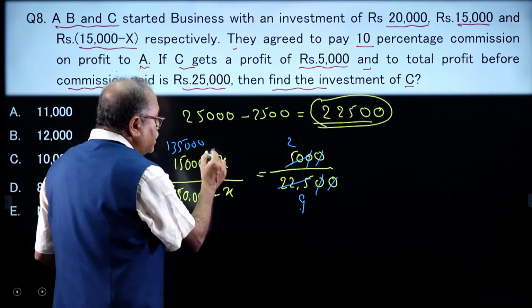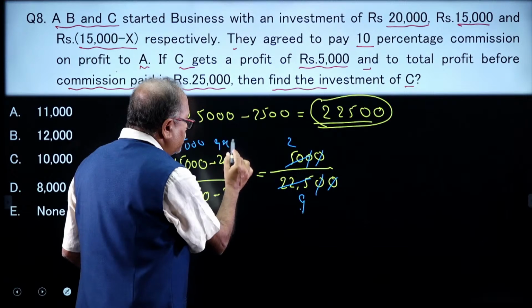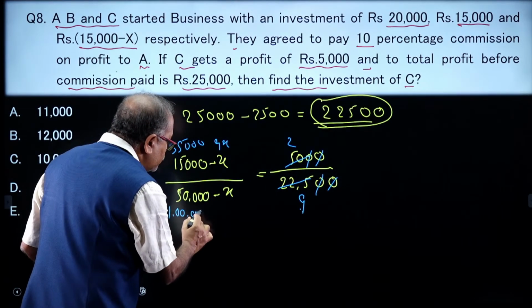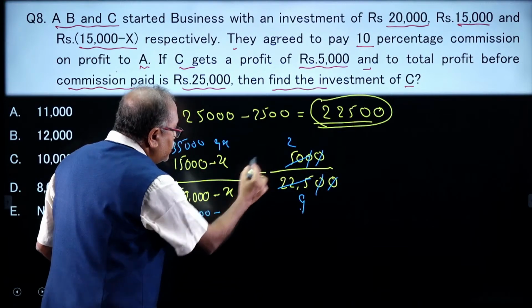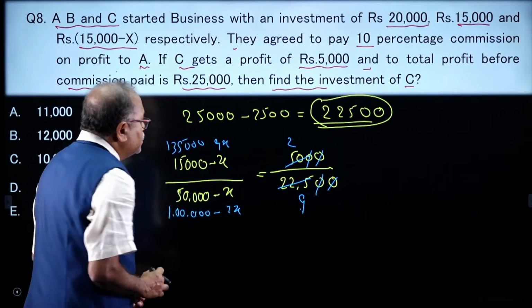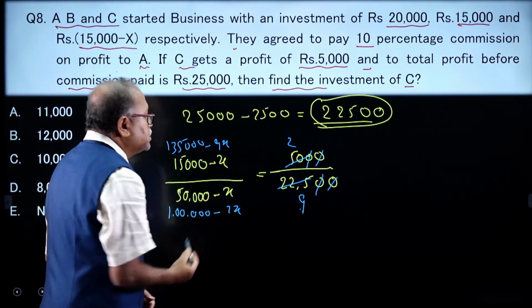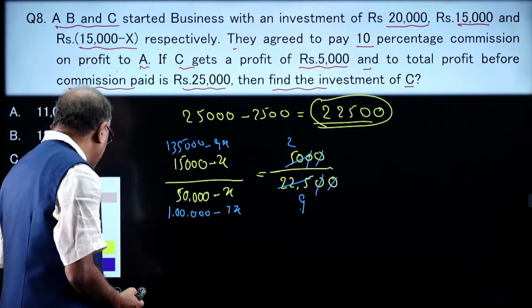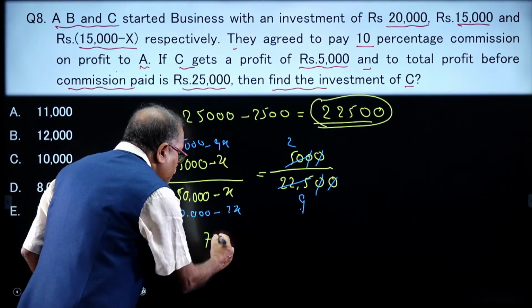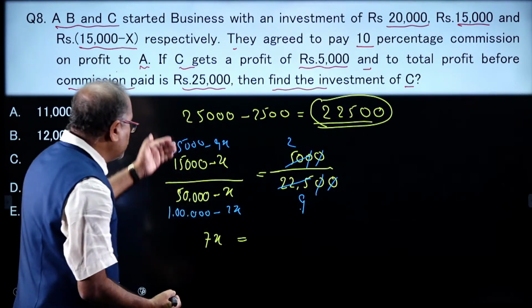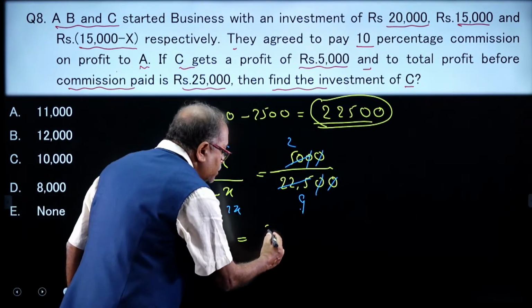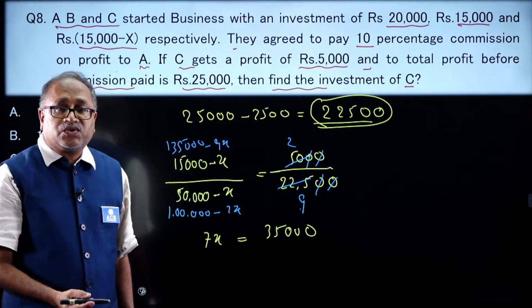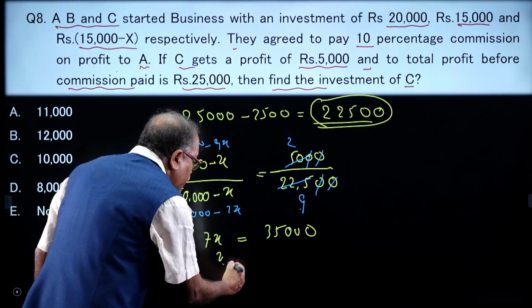Okay, and here it is 9x, and coming over here, this is 1 lakh, and minus this is 2x. So now here it is minus 9x and minus 2x. The difference is 7x. So 7x is equal to the difference, which is 35,000. That's all. So what is the x value? The x value is 5,000.